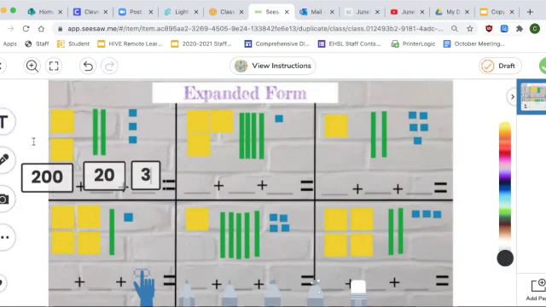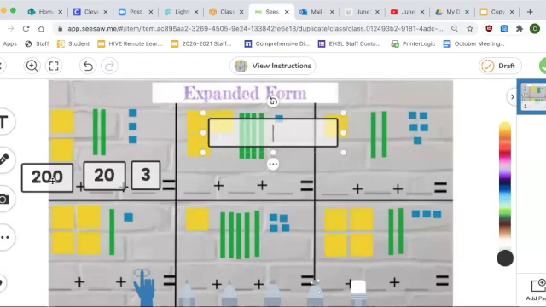Now, there is an equal sign, but you'll notice there's not a whole lot of room. So I'm going to put it above. So 200 plus 20 plus 3 equals 223.